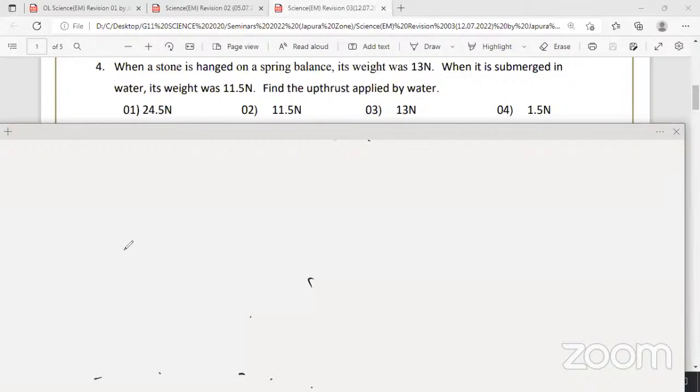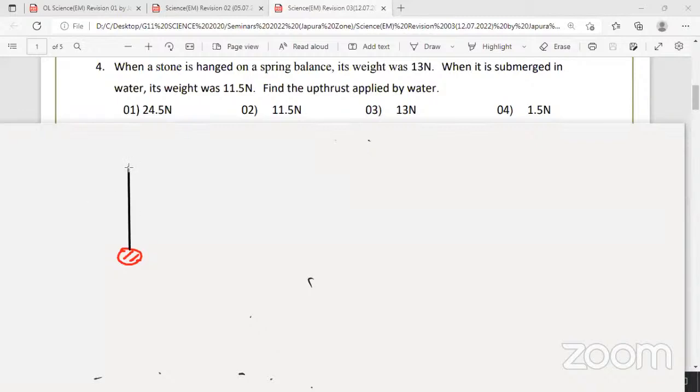The spring balance. The stone is hung using the spring balance. Right, let's see. So this is the spring balance and it is hung, and then what are the readings? When it is hung in air, the reading of the balance, you get how many Newton? 13 Newton. That is the actual weight of the stone. So I'll write here 13 Newton. That is the actual weight.